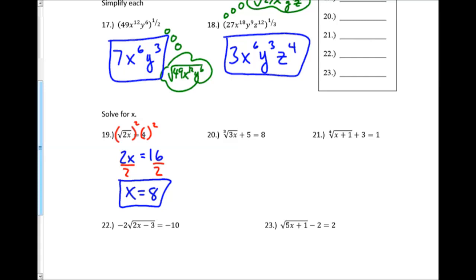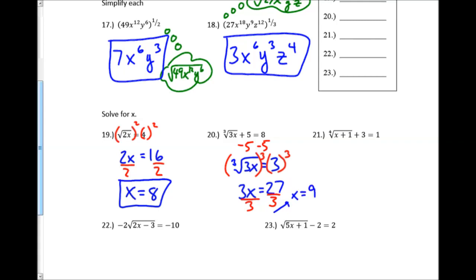Number 20. I've got to isolate the radical first, so I'm going to subtract the 5 from each side. So that's going to leave me with a cube root of 3x equals a 3. And now to undo the cube root, I have to raise each side to the 3rd power. To undo roots, I have to use exponents. So that's going to leave me with 3x equals 3 to the 3rd power, which is 27. And now I divide each side by 3. And I find out that x equals 9.